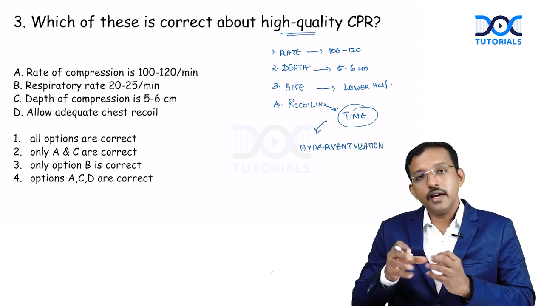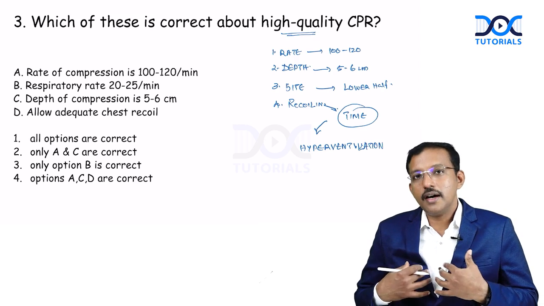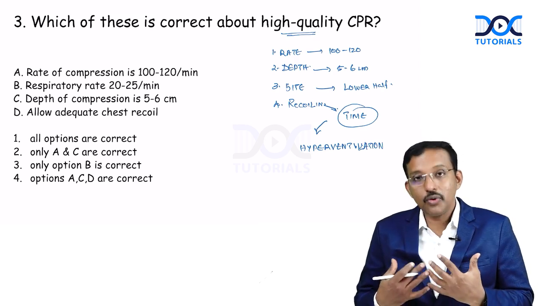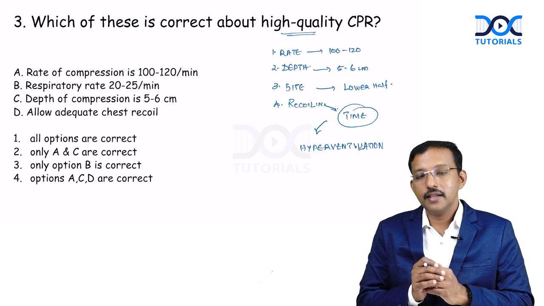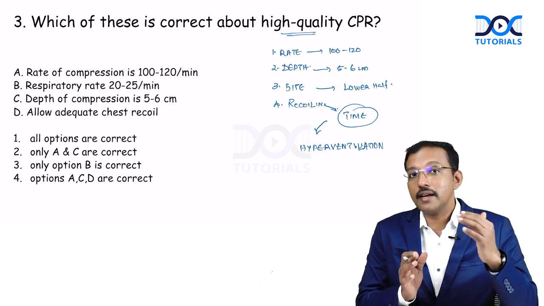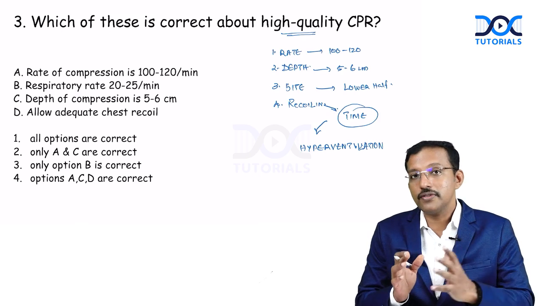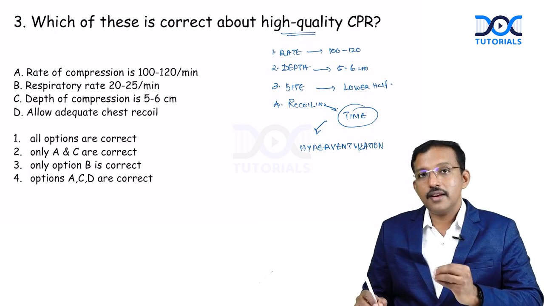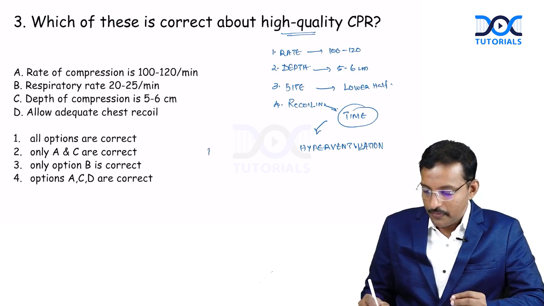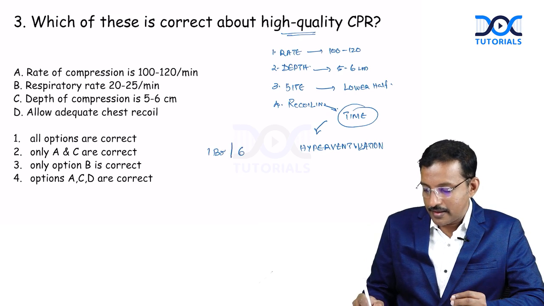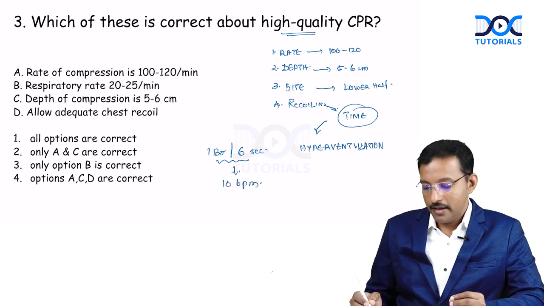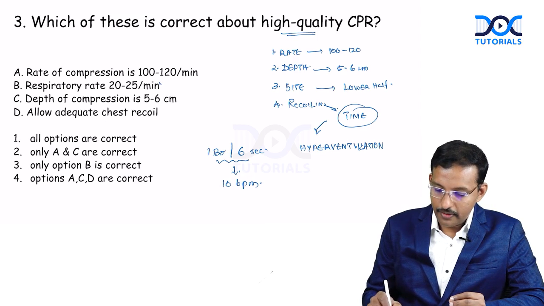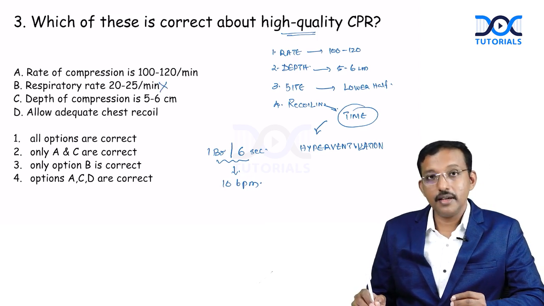Because if we are giving hyperventilation, it will not allow the heart to recoil, the chest wall to recoil, so that there is adequate filling. This is by controlling the rate of compressions and also the rate of ventilations. So ideally, once an advanced airway is in place, ventilation has to be kept at 1 breath every 6 seconds. This will amount to 10 breaths per minute. Okay, it is never 25 per minute, it is 10 breaths per minute when an advanced airway is placed.